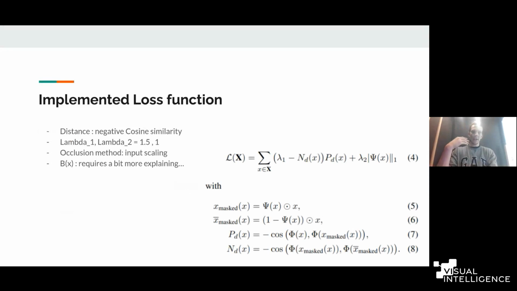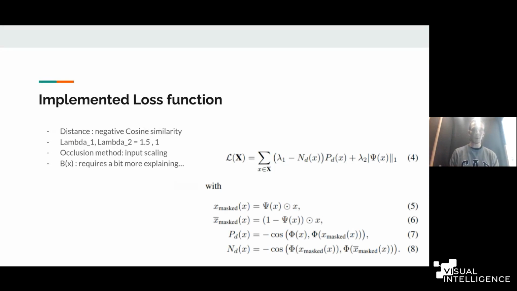First of all, I think this is the most important part, the implemented loss function. For the distance between the masked representation and non-masked representation, we used negative cosine similarity. This was simply because that was what worked for RELAX, so we decided to do the same thing. For our lambda parameters, we chose 1.5 and 1. That was mainly from looking at the masks, but we found afterward in an ablation study that the loss function is fairly robust towards these lambda terms.